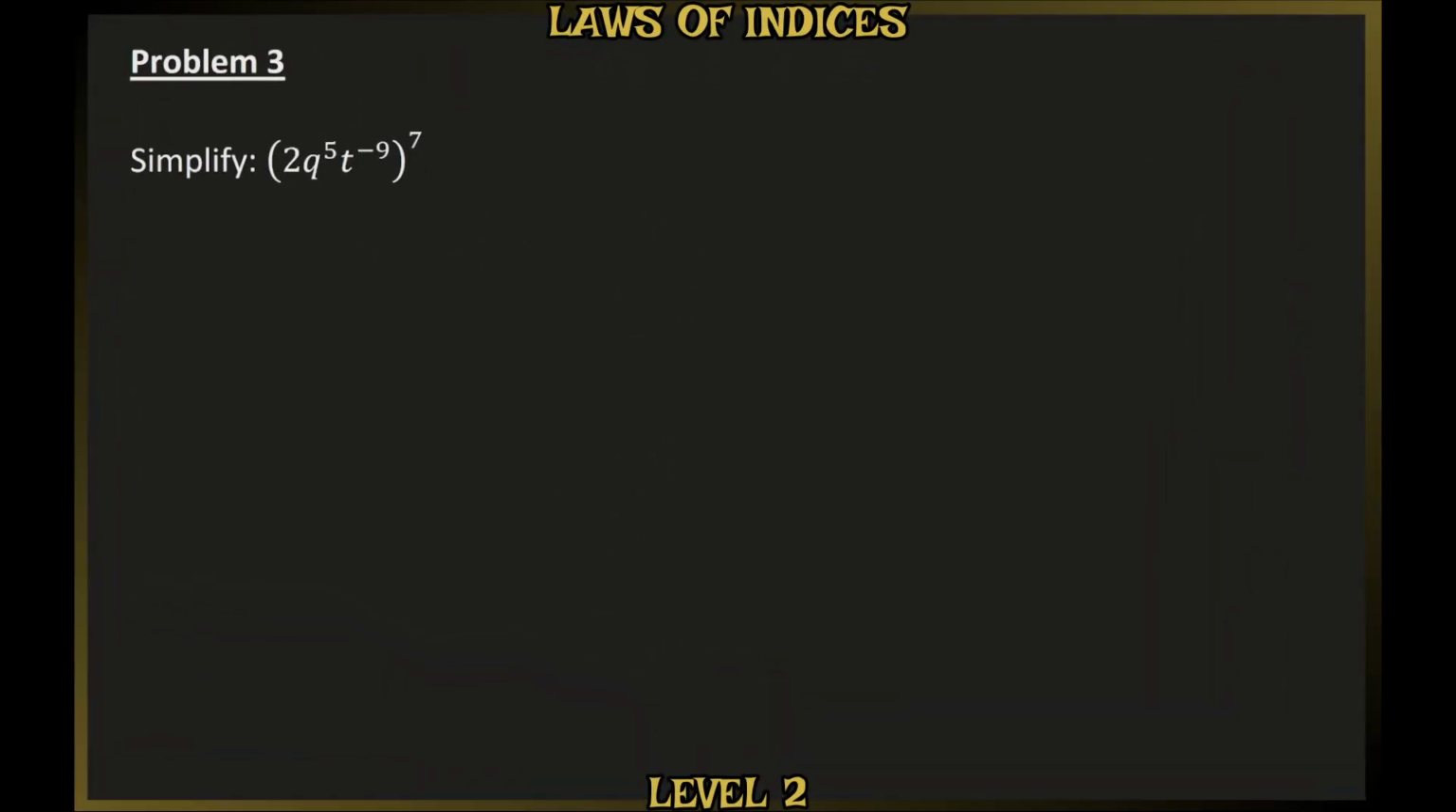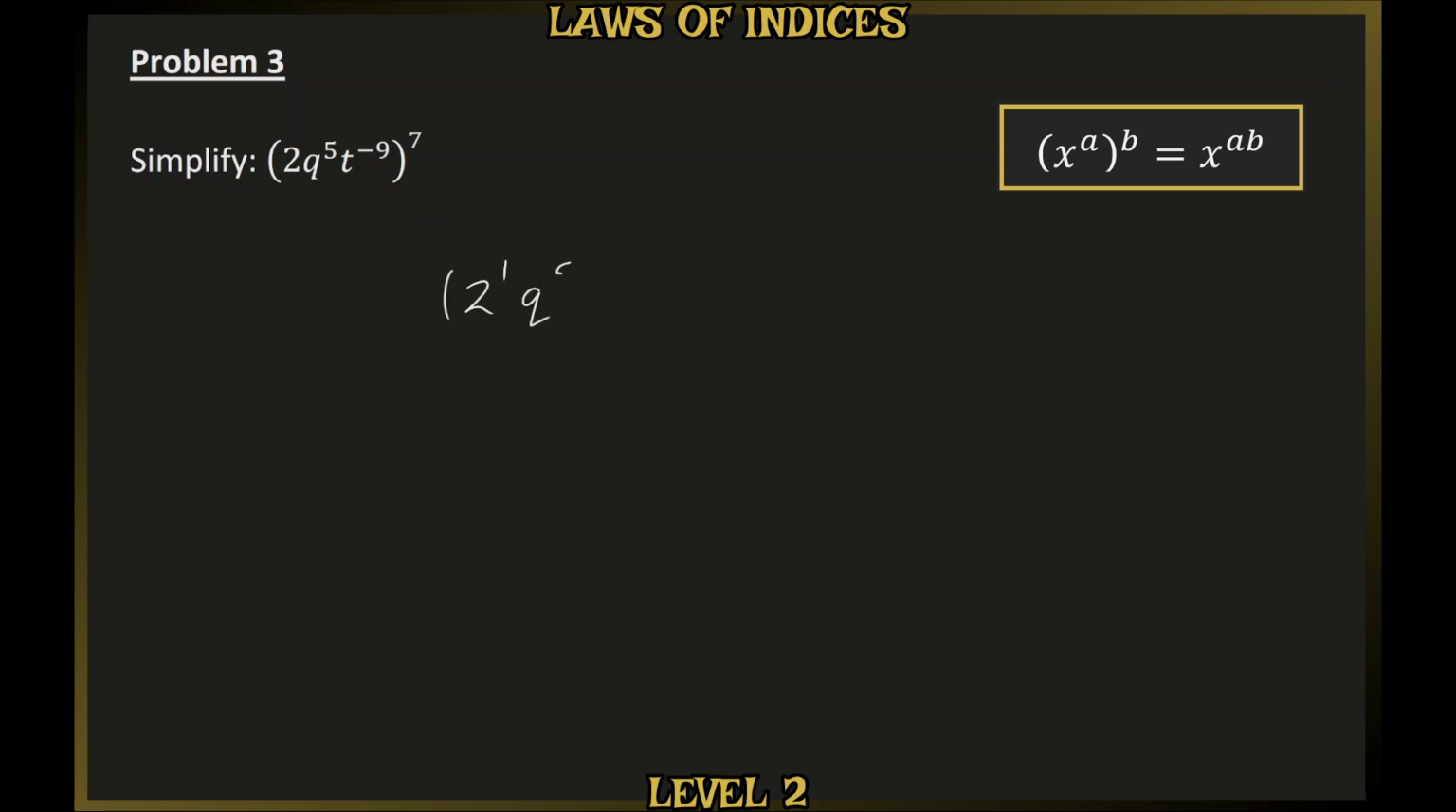In problem 3, we're simplifying 2q to the power of 5 t to the power of minus 9, all raised to the power of 7. Since we're raising powers to powers here, we're going to use this law, which tells us that when we raise a power to another power, we multiply the two powers together. Now before we start, it's important to rewrite this 2 as 2 to the power of 1. And now we've done that, we can start multiplying our powers together.